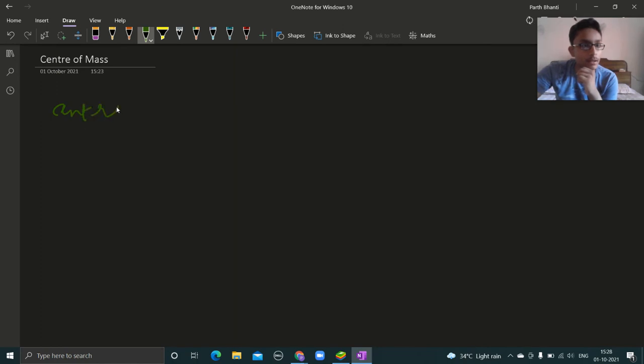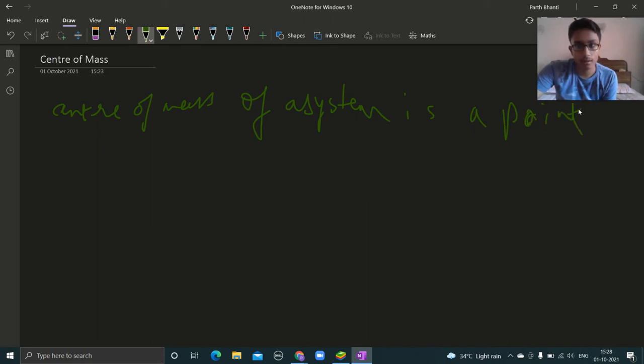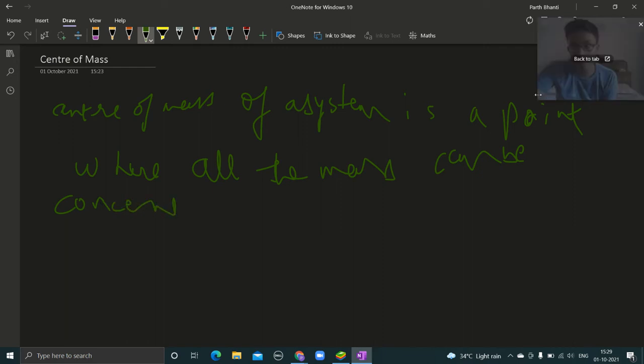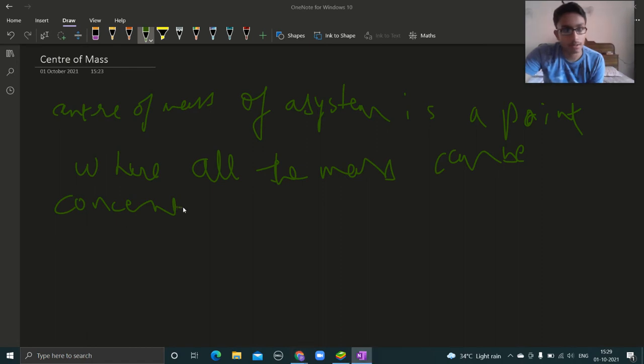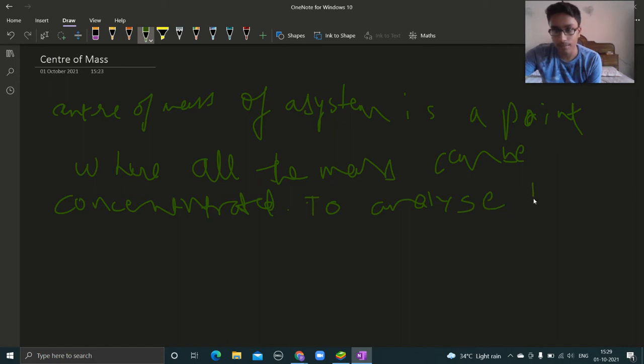Center of mass of a system is a point where all the mass can be concentrated to analyze the motion of the body. Please don't mind my writing, I'm just writing with the mouse.